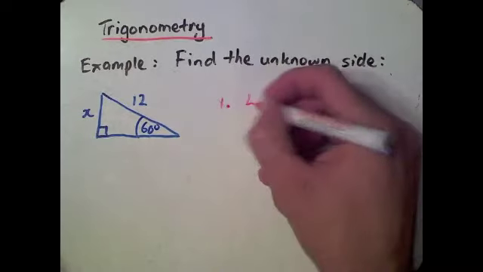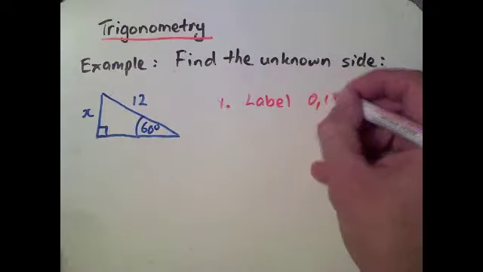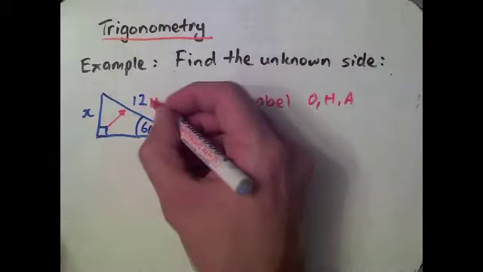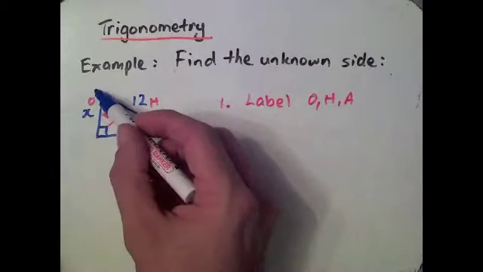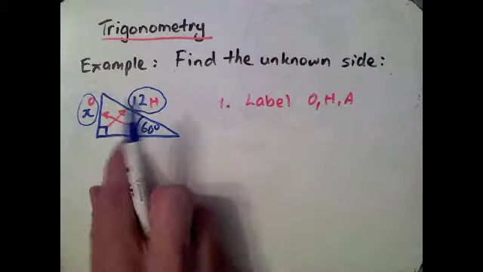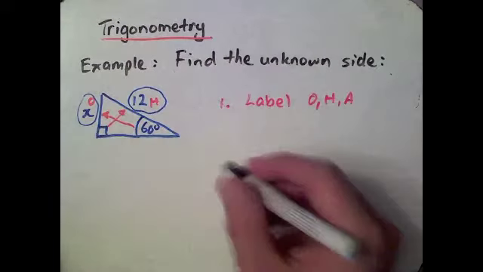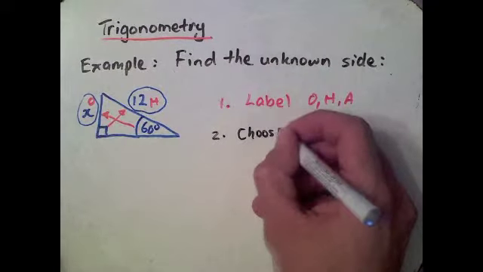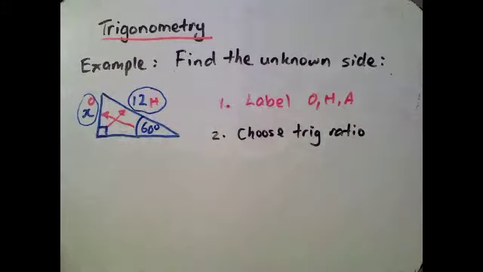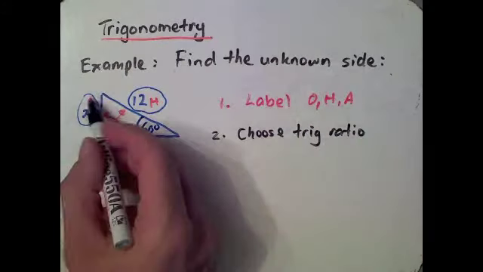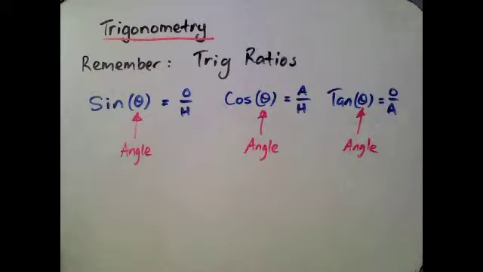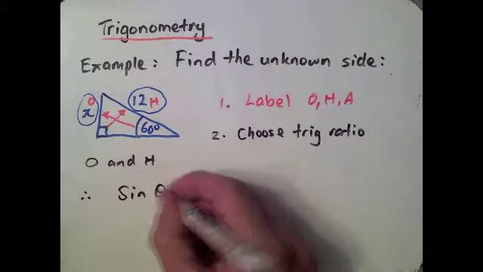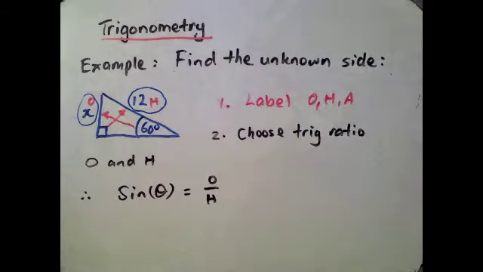Okay, so labeling our sides with O, H and A. Now H is always opposite our little right angle. There it is there. O is opposite the angle, and A is on the adjacent side to the angle. Now we've got x and O, 12 and H, so we don't need A. Now we need to choose the correct trig ratio that we're going to use. Alright, so remember we're dealing with O and H here. If we go back and look at our trig ratios, which of our trig ratios have O and H? That's it, the first one there, sine. So therefore sine of theta is equal to O over H is the one we're going to use.